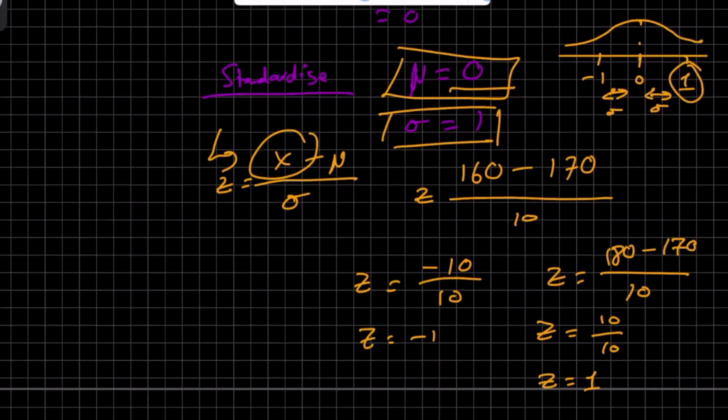Now, standardizing is useful when we're trying to compare two different bell curves with two different means and two different standard deviations. So an example question could be something like this. Say that we've got Alice and she scored 78 on a math test. Now this math test had a mean of 70 and a standard deviation of 5. Now this is for maths.